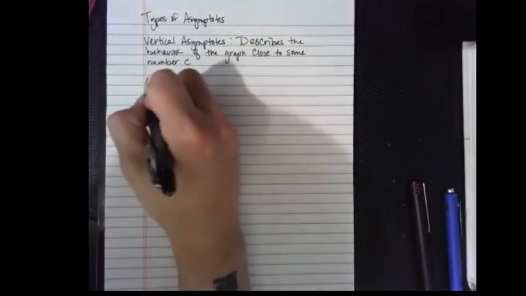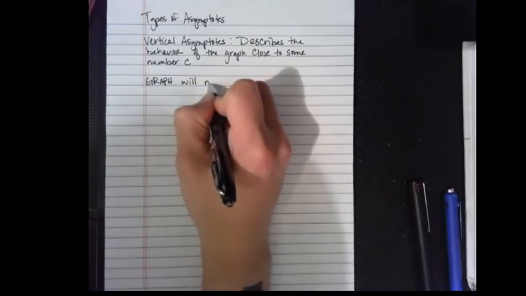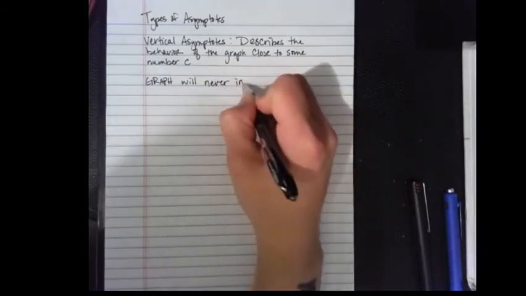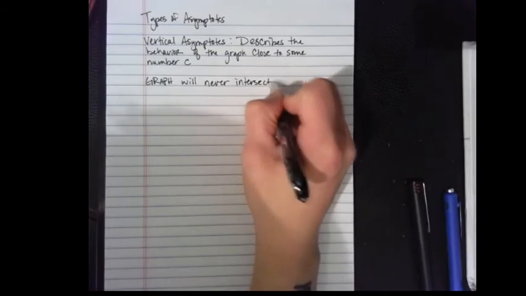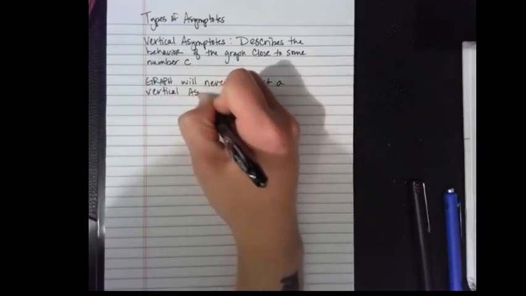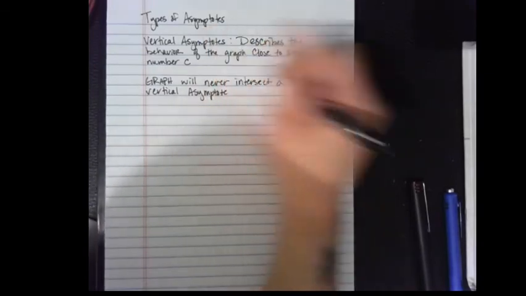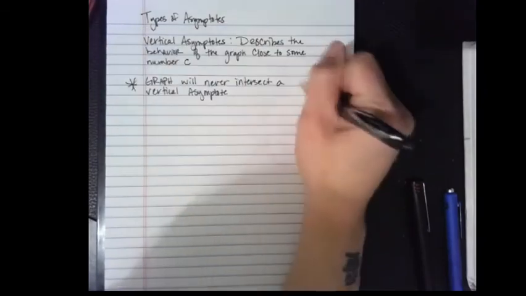Okay, also, the graph will never intersect a vertical asymptote. Never, never, never.